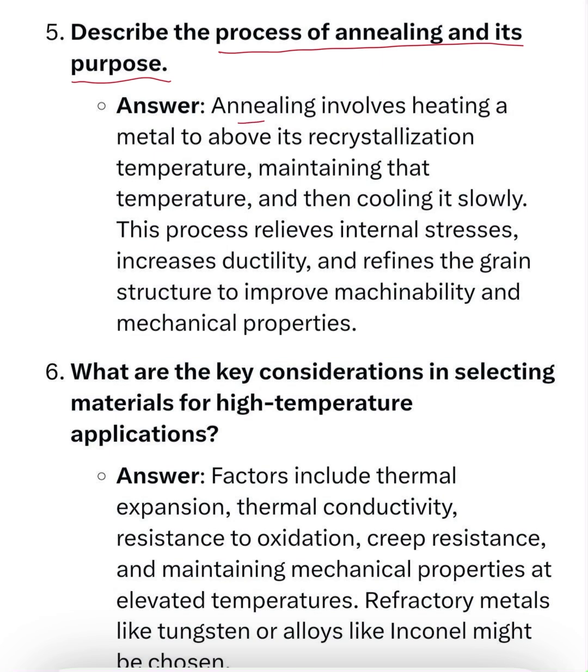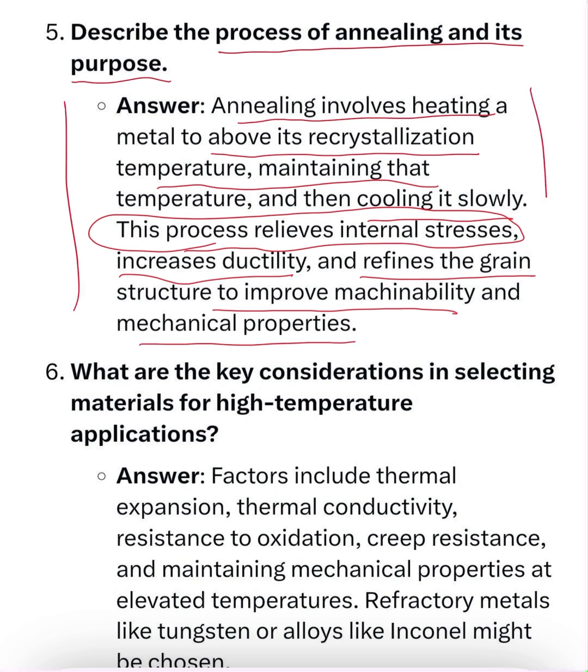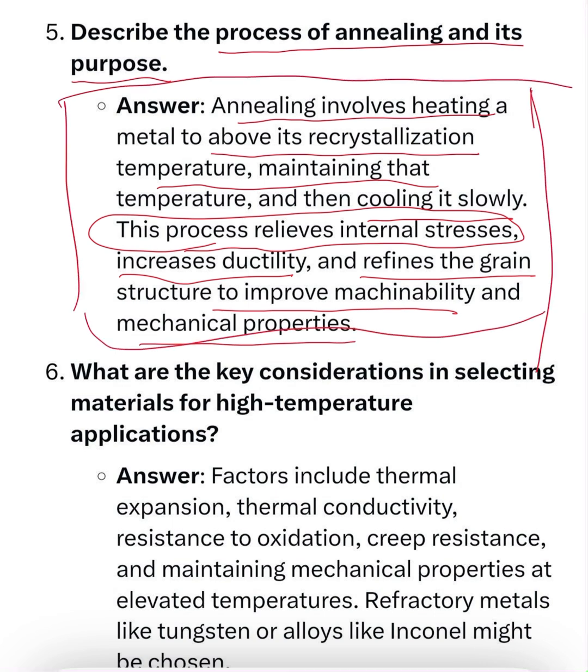Basically, annealing involves heating a metal to above its recrystallization temperature, maintaining that temperature, and then cooling it slowly. This process relieves internal stresses and increases ductility. It refines the grain structure to improve machinability and the mechanical properties. There are various types of annealing; this is just the basic definition I have shown here.